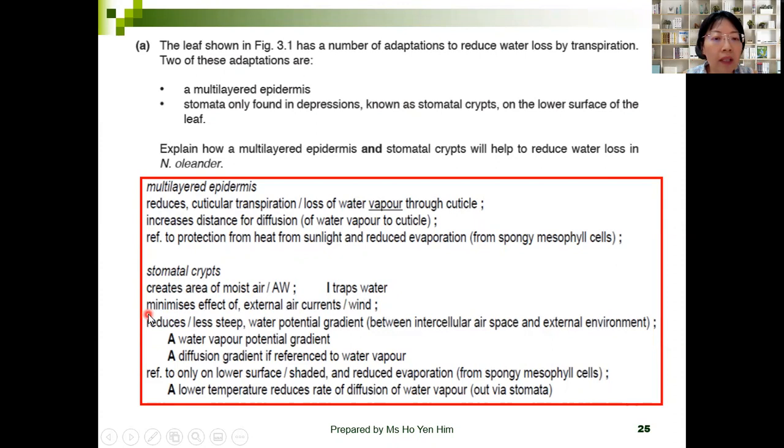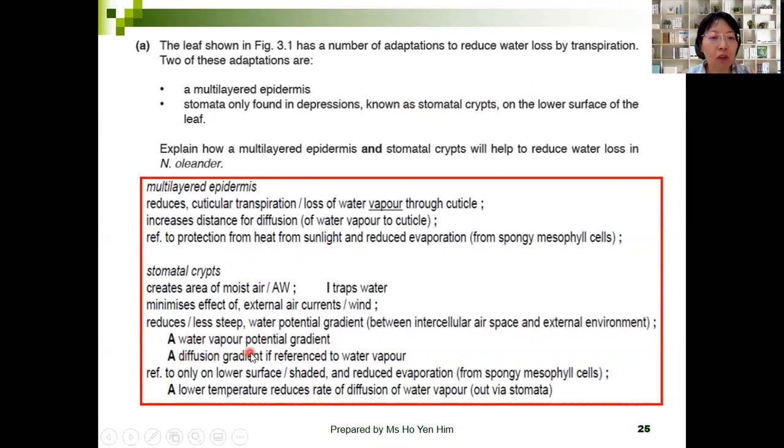So this will minimize the effect of wind. The wind also cannot blow or is minimized. So it will actually reduce the water potential gradient, or the water potential gradient becomes less steep between the intercellular air spaces and the external environment. They also accept water vapor potential gradient.